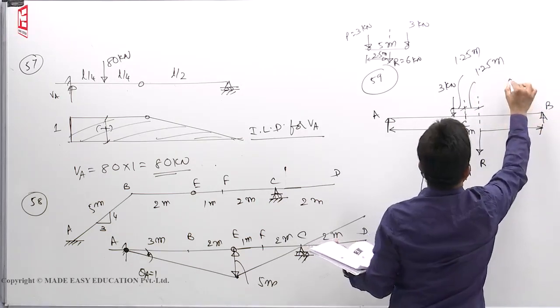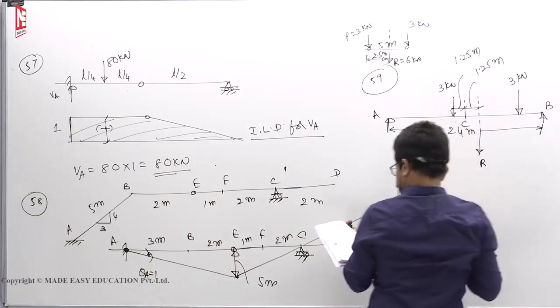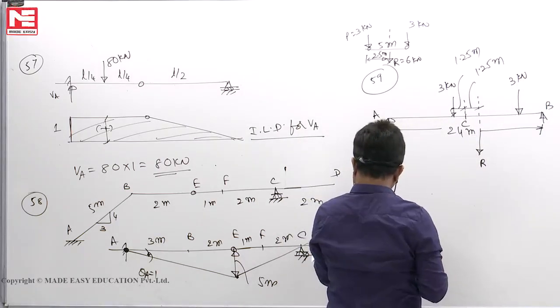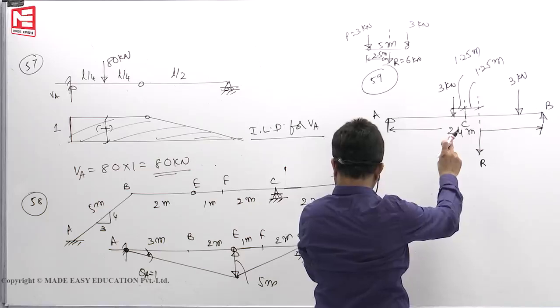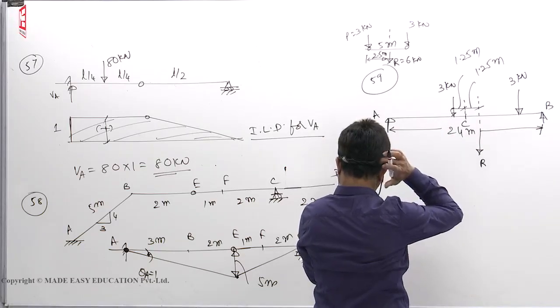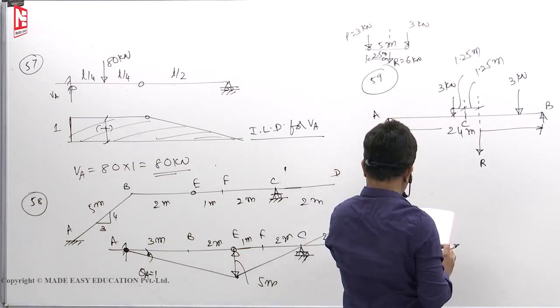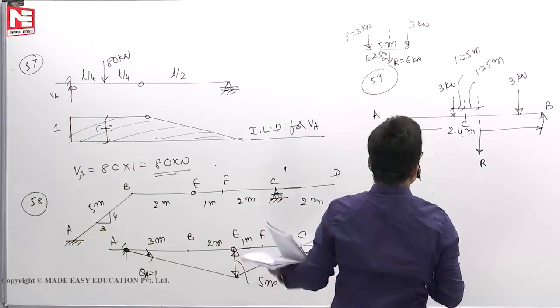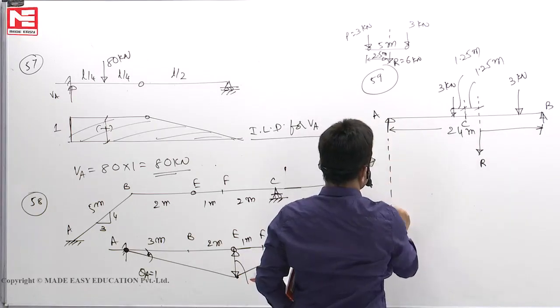Another load is somewhere here, 3 kilonewton. You have to keep the load like this. It may occupy any position along the beam. I section is given, section modulus is given. Maximum bending stress due to the wheel loads in gigapascal.